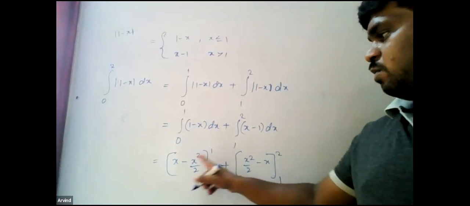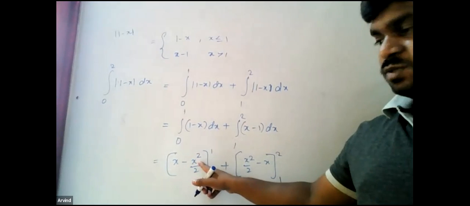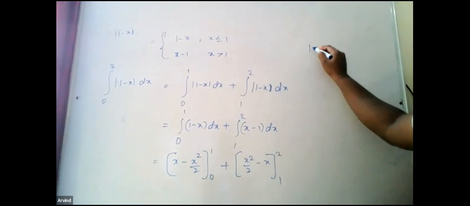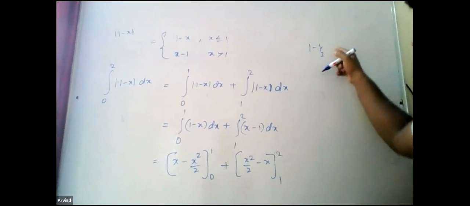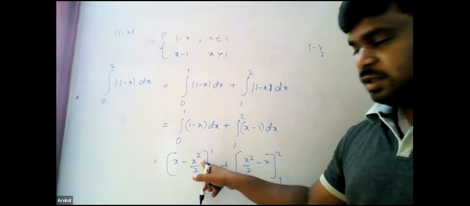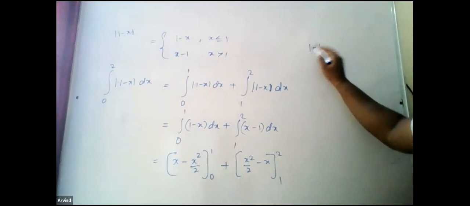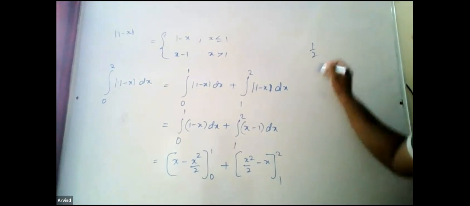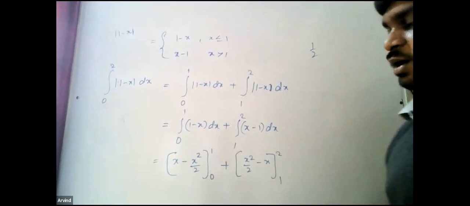Now apply the upper limits and lower limits. So I'll apply the upper limit: 1 minus 1 square by 2 gives 1 minus 1 by 2. Upper limit minus lower limit: here the lower limit gives 0, so you can eliminate it. So 1 minus half is half. So for this, upper limit and lower limit together give half.